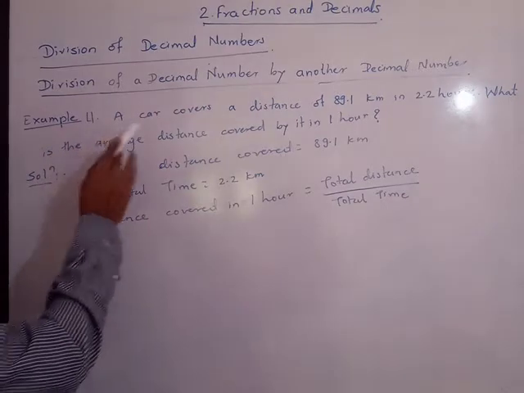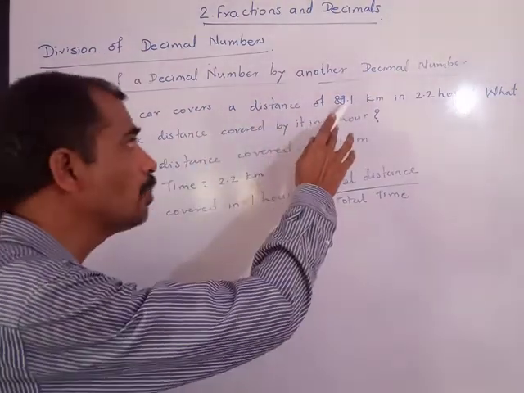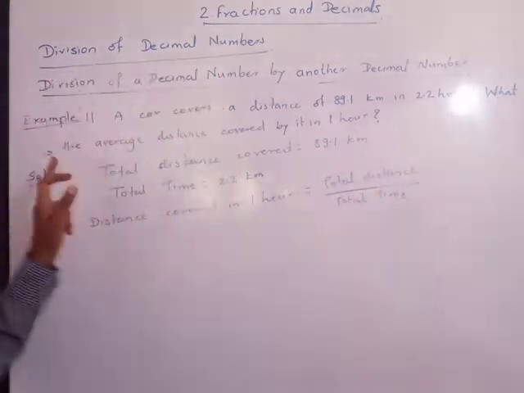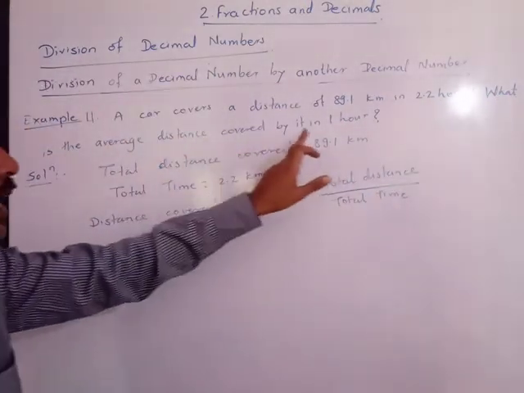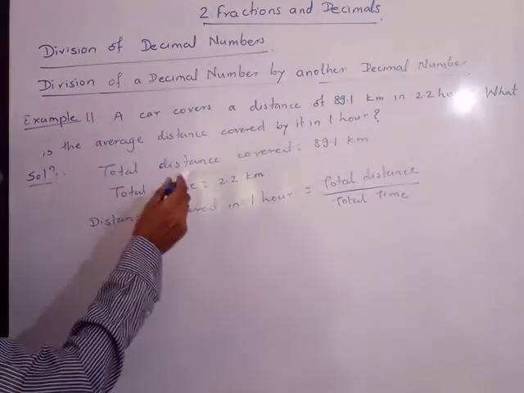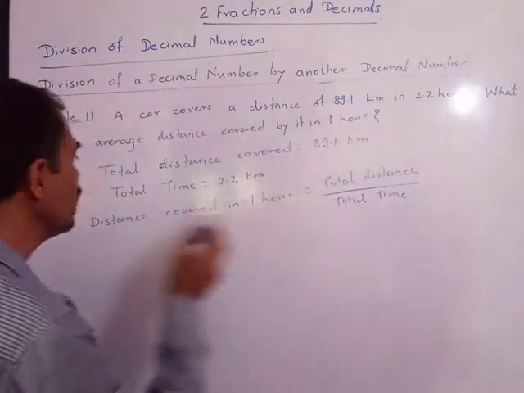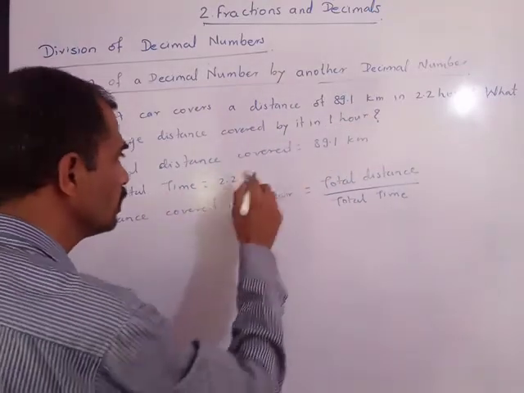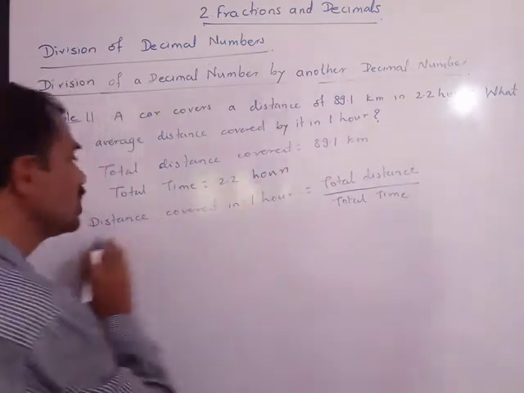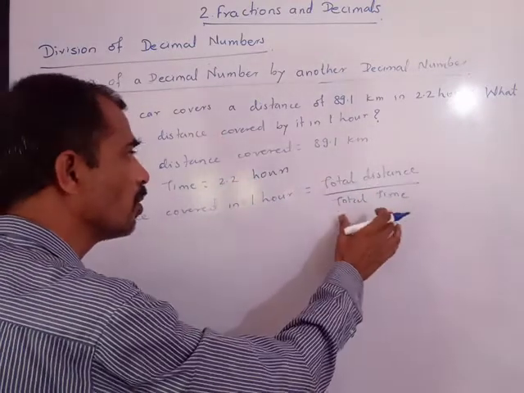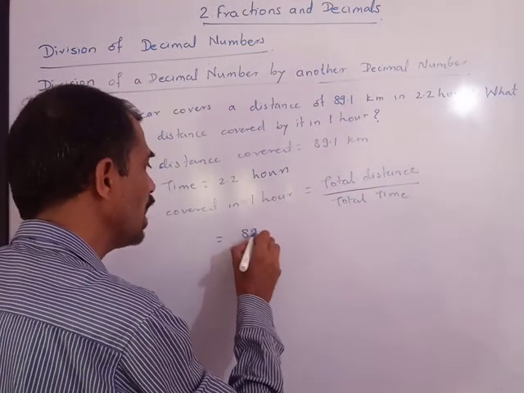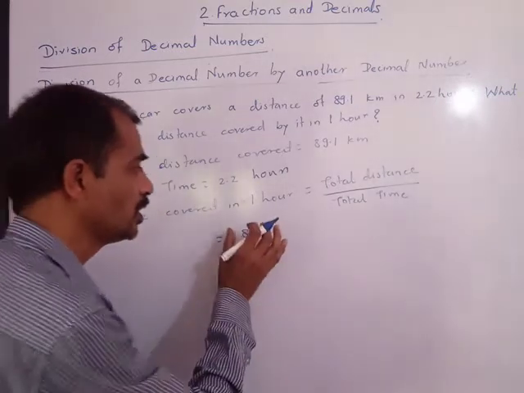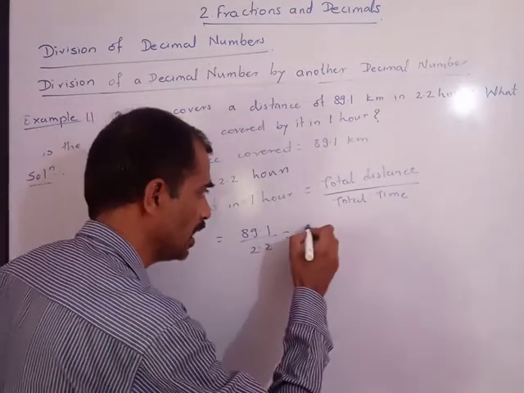Next, example number 11. A car covers a distance of 89.1 kilometer in 2.2 hours. What is the average distance covered by it in 1 hour? So the total distance covered is given to us as 89.1 kilometer. Total time is also given to us as 2.2 hours. Distance covered in 1 hour is equal to total distance upon total time. So that is equal to 89.1 upon 2.2. We know how to do the division. Shift the decimal point one place to the right hand side.